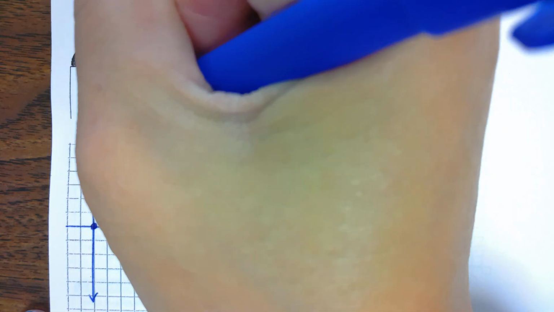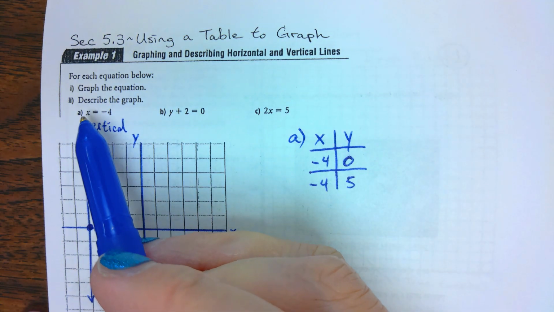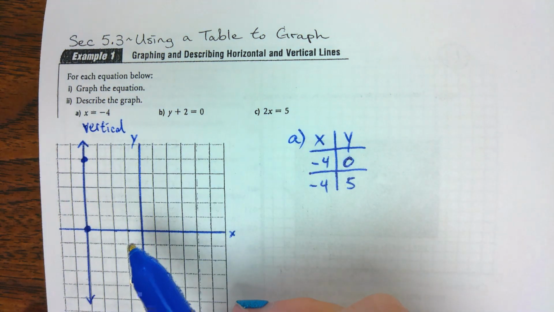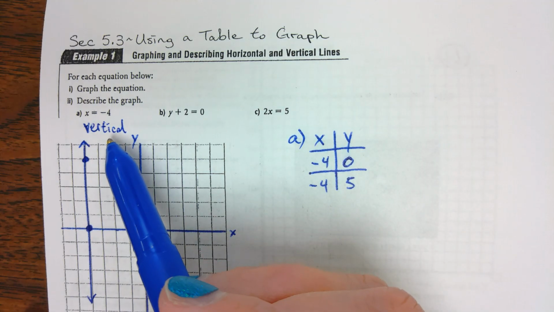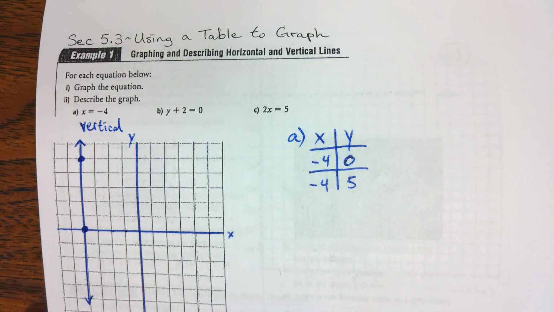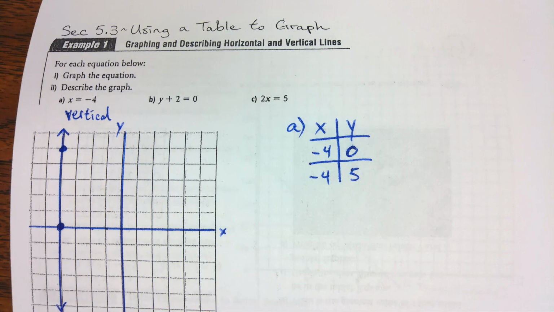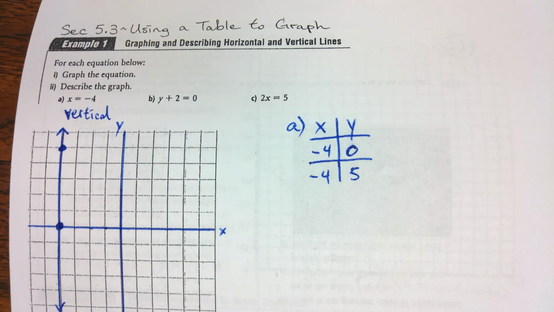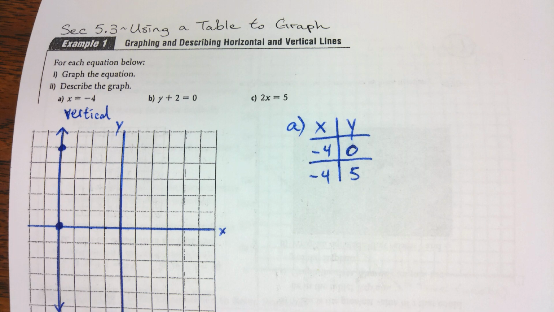Everything okay? Okay. So whenever you have an x equals line, it's a vertical line. So what do you think a y equals line gives you? Like let's say y equals 5, y equals 100, y equals -2. Yep. Horizontal, right?